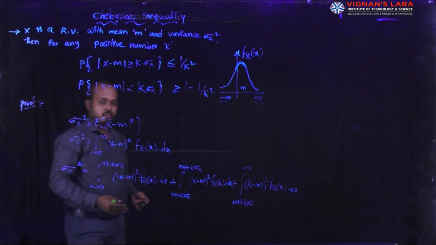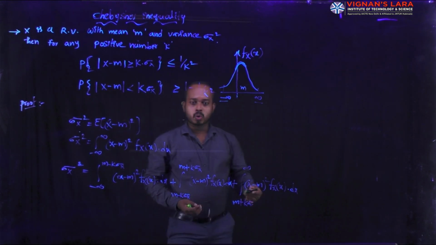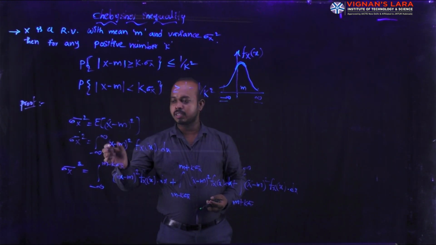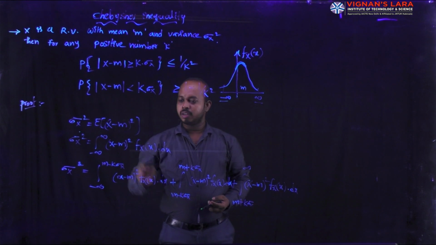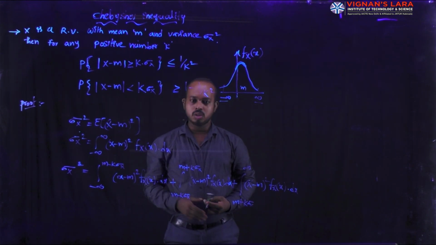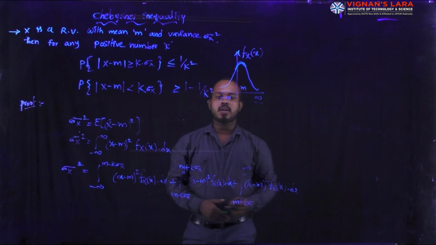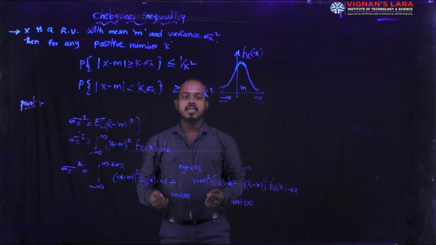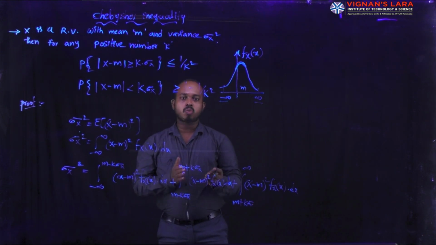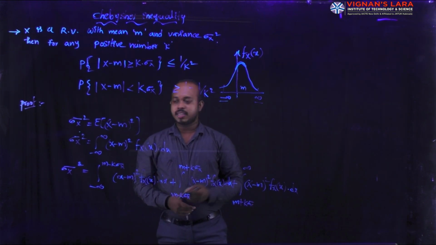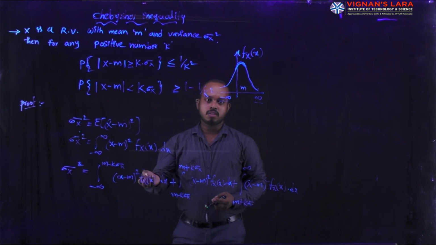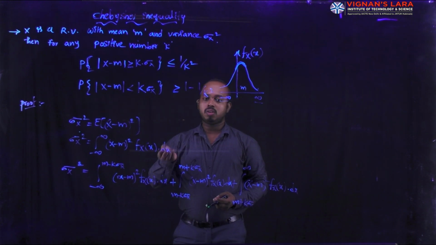Already we know that for a continuous random variable, we can write the variance as the integral from minus infinity to plus infinity of (x minus m) whole square into f_X(x) dx. Here I am finding how much deviation is done with respect to the mean. That quantity we can find. For that, I am changing the limits of integration into three intervals.